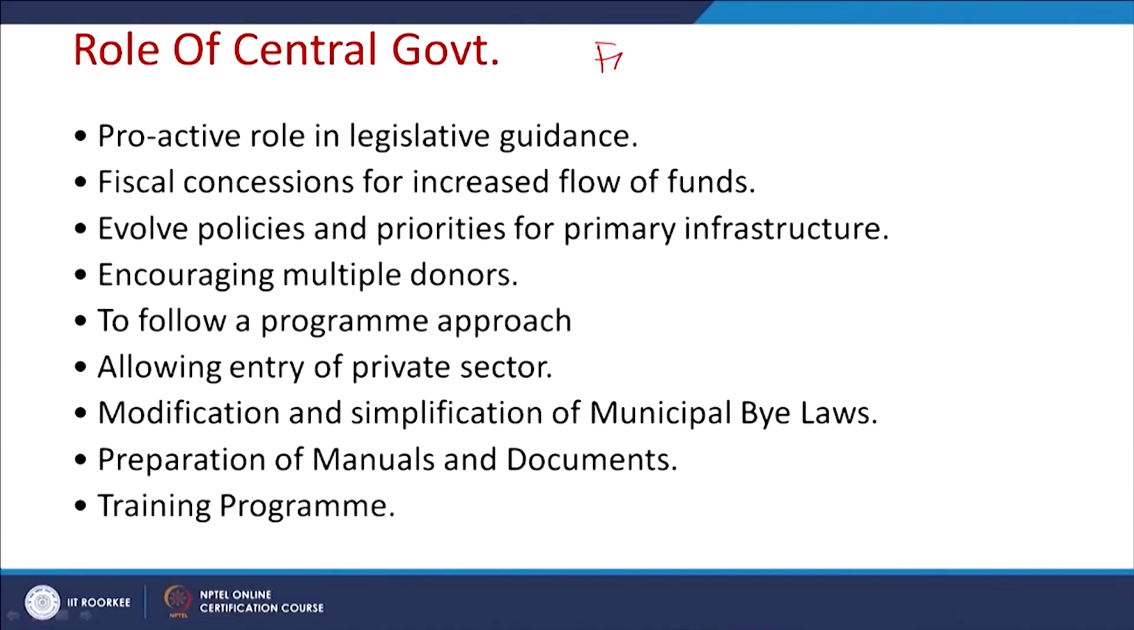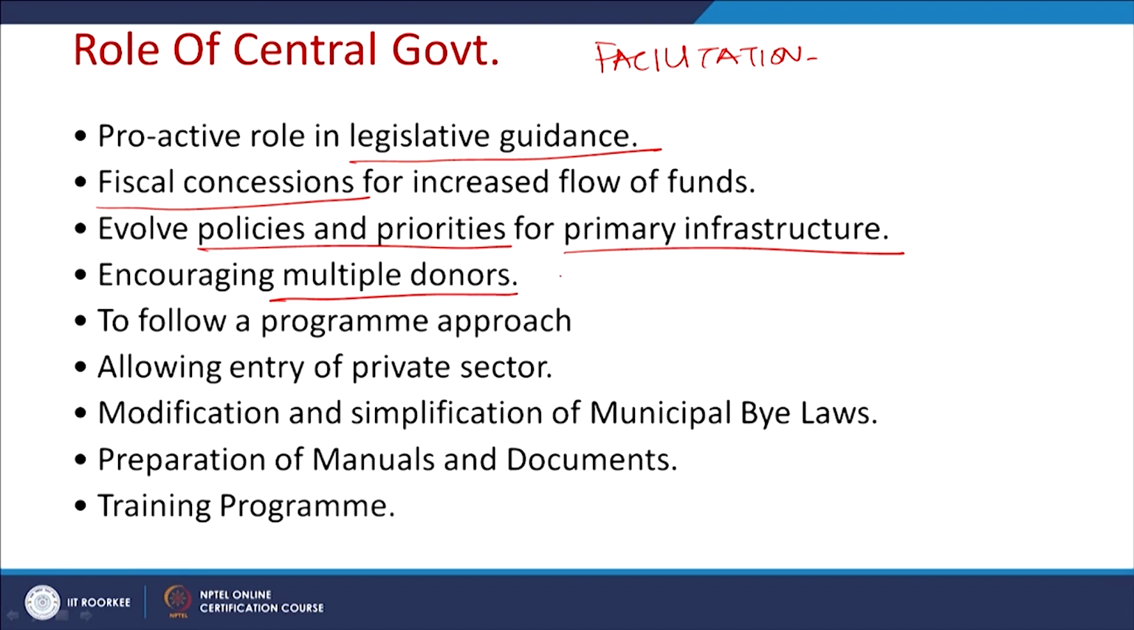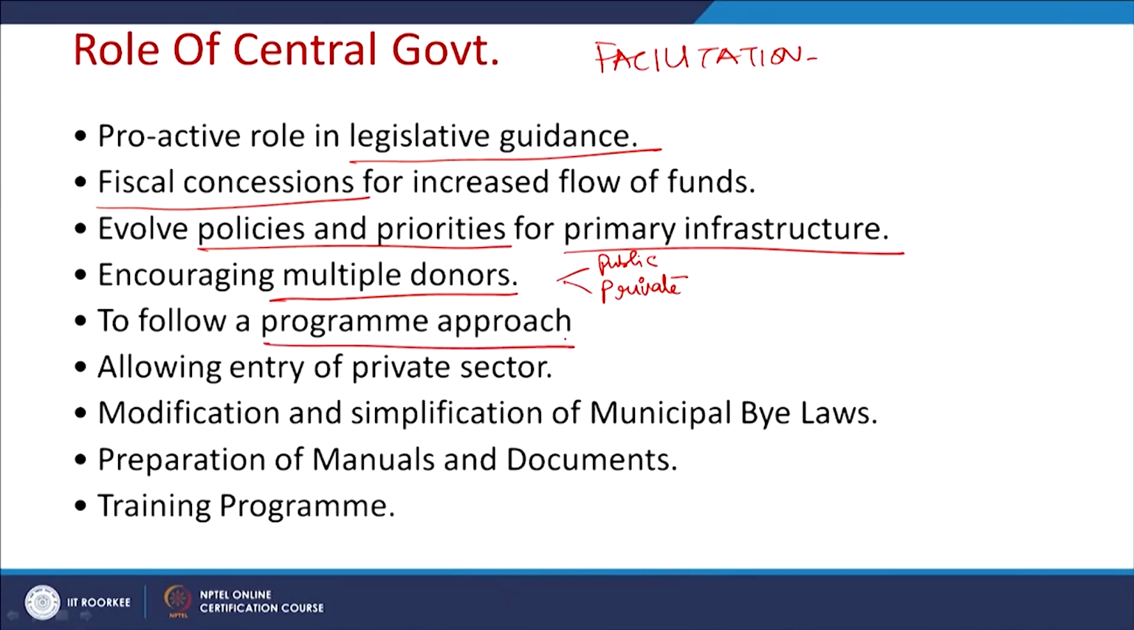Now, there are a few issues we discussed earlier, and therefore there are some roles of the central and state government. The central government's role is mostly policy oriented and facilitation oriented, like legislative guidance, fiscal concessions, policies and priorities for the primary infrastructure, and encouraging multiple donors, public and private. I just mentioned that the Government of India has already allowed foreign direct investment in urban infrastructure. Right now the Government of India is following a program approach, not a scheme or project approach. All the programs like Amrut, Hriday, Smart City, Swachh Bharat are program approaches.